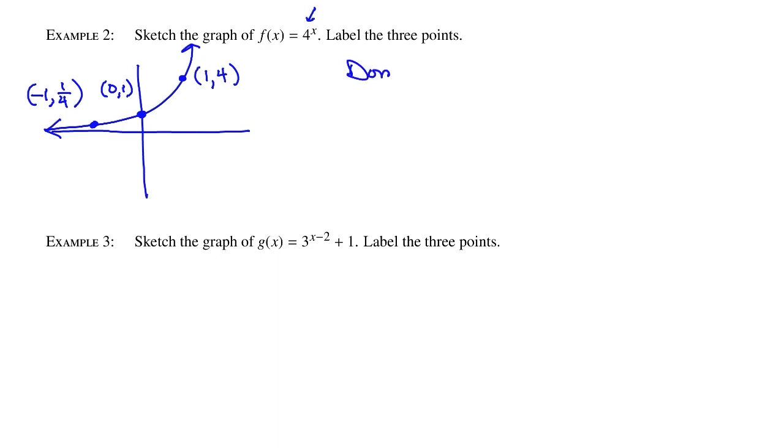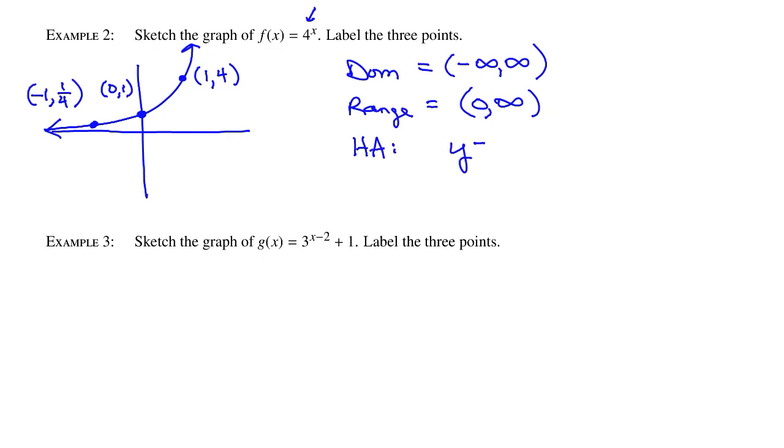The domain is all real numbers, negative infinity to infinity. The range is 0 to infinity. And the horizontal asymptote is y equals 0. Make sure you include the y equals part because we are describing a line, and a line has to include which variable it's being represented by.